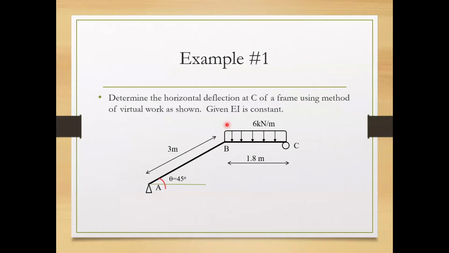This is an example of a determinate frame. We will need to determine the horizontal deflection at C of this frame using the virtual work method. Given EI in this case is constant. The frame is having pin and roller supports at A and C respectively.